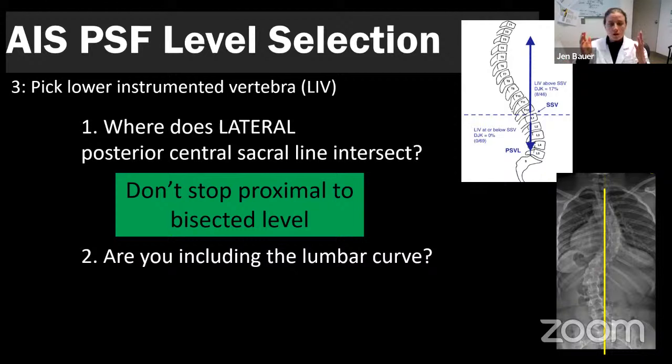Now you turn and look at the AP and you draw another center sacral vertebral line right up the center. And you see where this line last touches the spine. It last touches the spine here at L3 or up here at T10. So if you're going to include the lumbar curve, you would decide to stop here at L3. If you thought you could just treat the thoracic curve because the lumbar curve is not that big, then you might stop at T11.